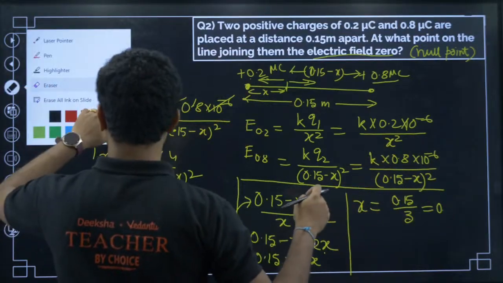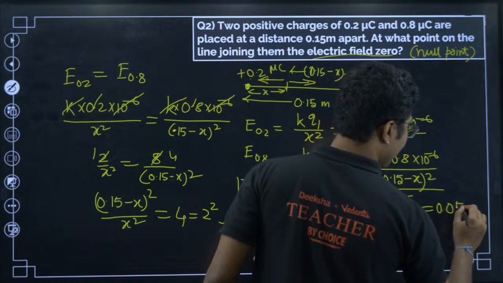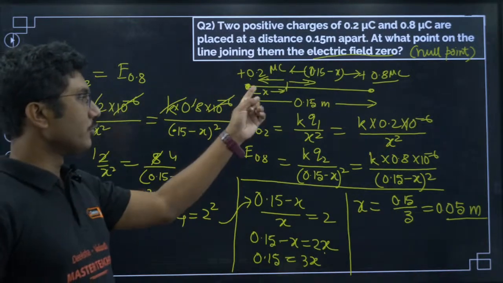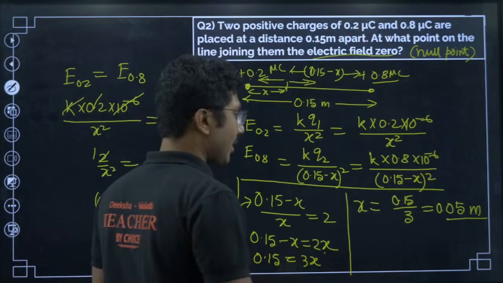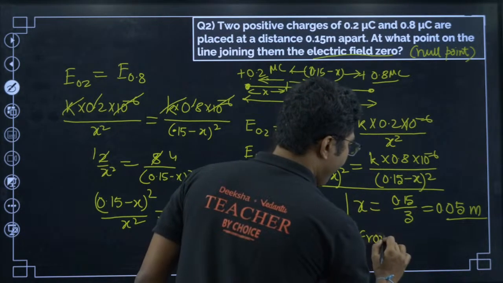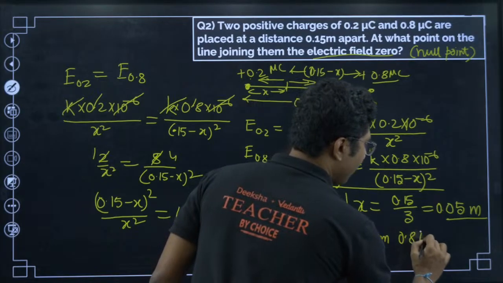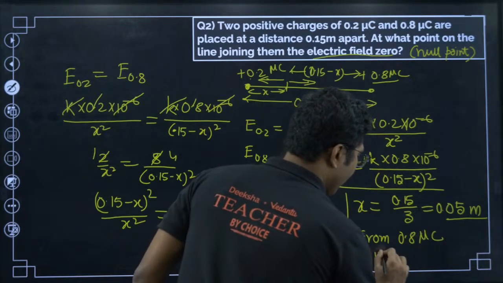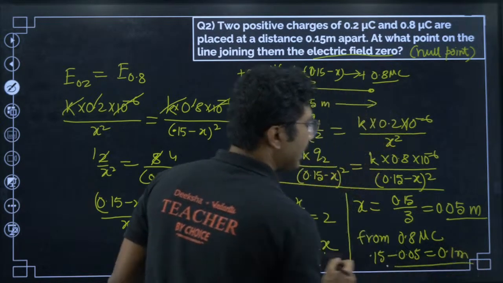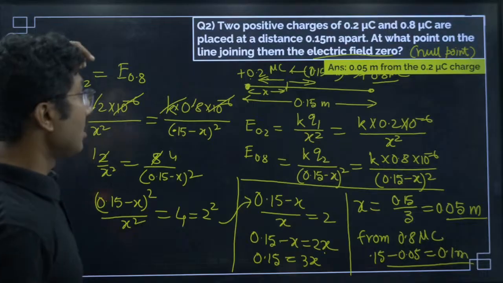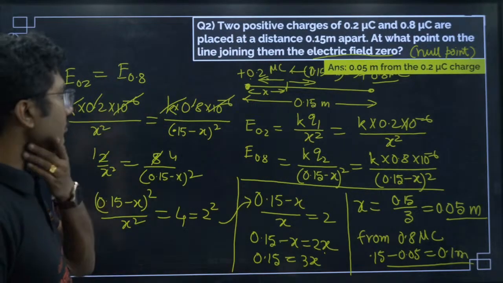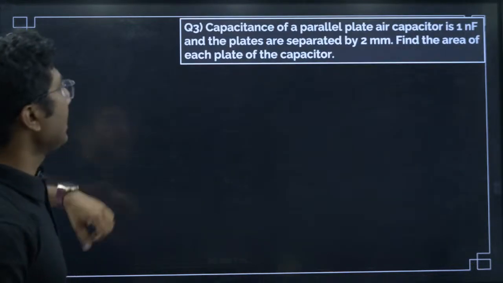not 0.5. If you are saying 0.5, you are wrong. It will be 0.05 meter. So from the 0.2 microcoulomb charge, the distance is 0.05 meter. From the 0.8 microcoulomb charge, it will be 0.15 minus 0.05, that is 0.1 meter. So any answer you write, it will be considered correct: 0.05 meter from the 0.2 microcoulomb charge. Okay. Now next question.